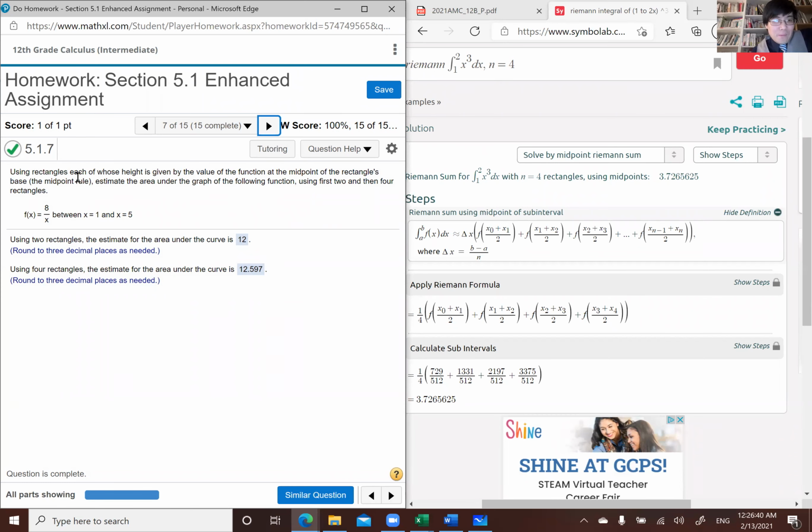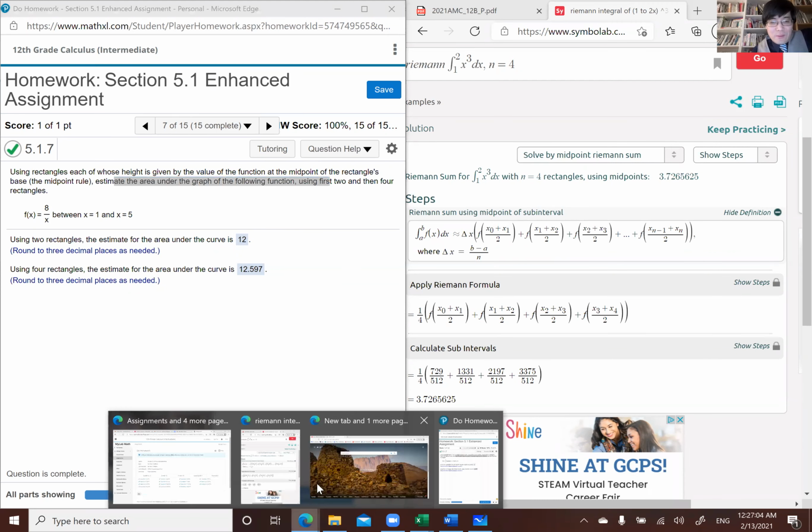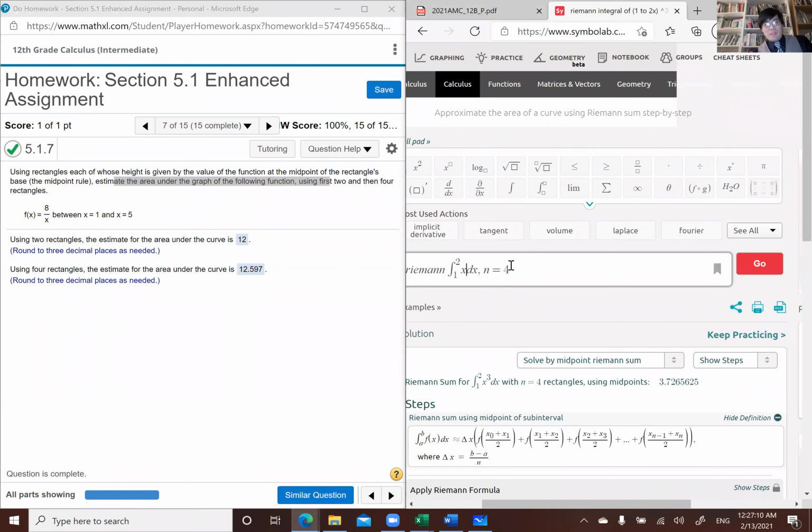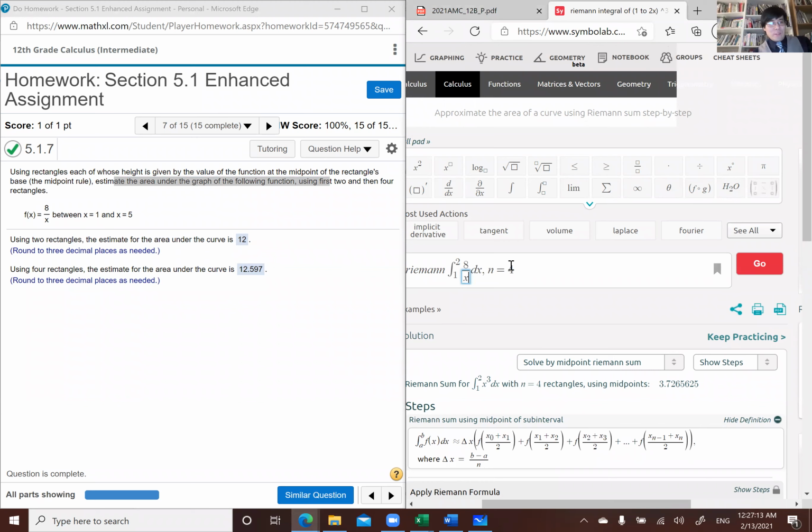Okay, next one. Using rectangles, each of whose height is given by the value of the function at the midpoint. So this is the midpoint rule we have to use. Estimate the area under the graph of the function using 2 and then 4 rectangles. So basically this is the same thing as the previous question. So basically you just need to use this. So it's going to be 8 over x. The domain interval is 1 through 5. Now let's use just the 4 intervals.